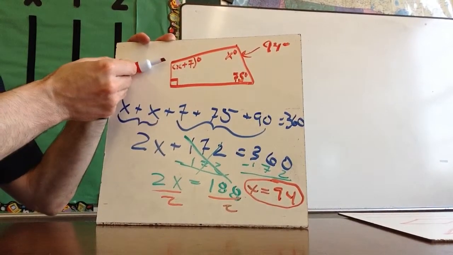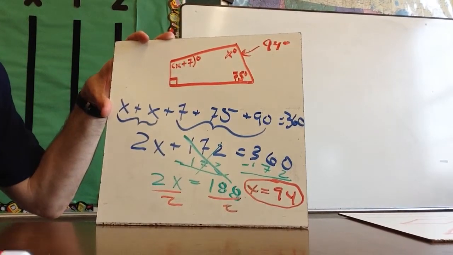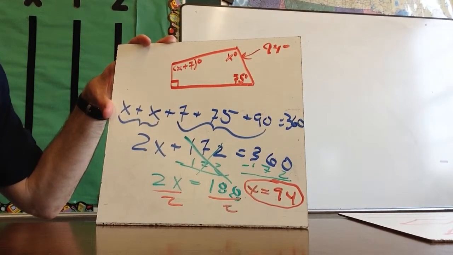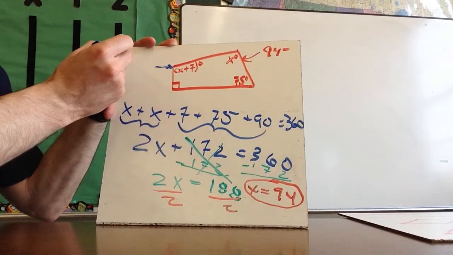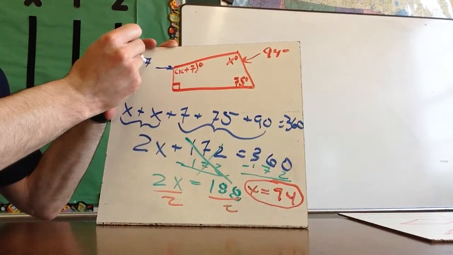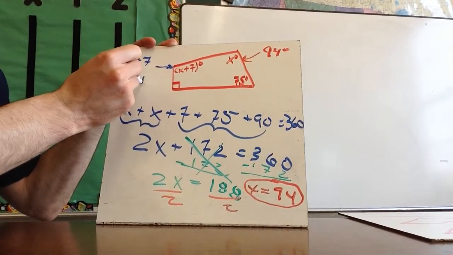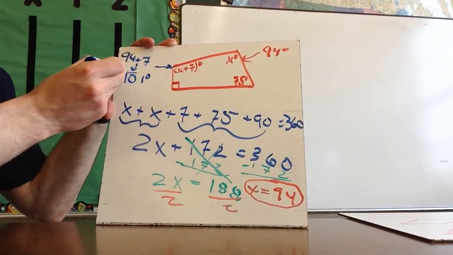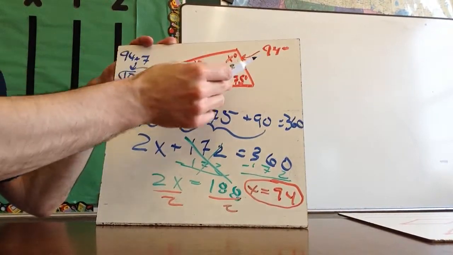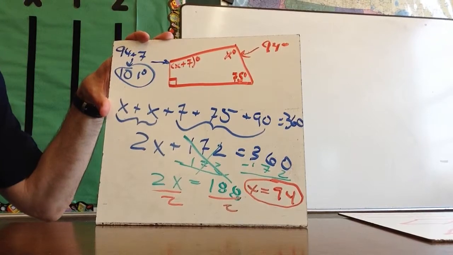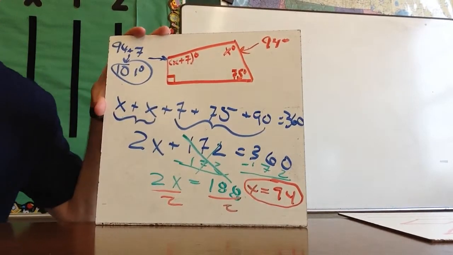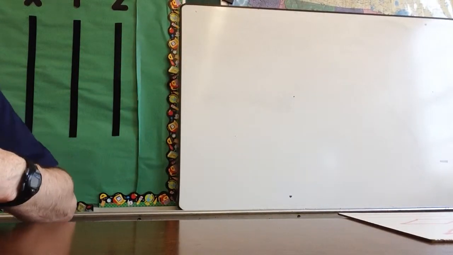But keep in mind now this angle, which is x plus 7, is going to be 94 plus 7. So this is going to be 101 degrees. And so 101 plus 94 plus 75 plus 90 would equal the full 360. So it's one type of problem that you're going to see.